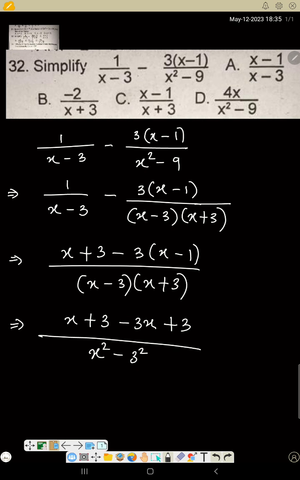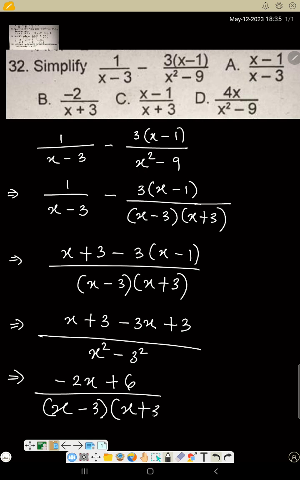So now s minus 3s, that will give you minus 2s, then plus 3 plus 3, that is plus 6, divided by, so I have to write this back in this form. So that will be s minus 3 s plus 3. So I'm changing it so you can be familiar with difference of 2 square. That is difference of 2 square.